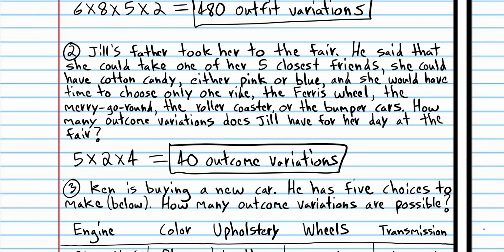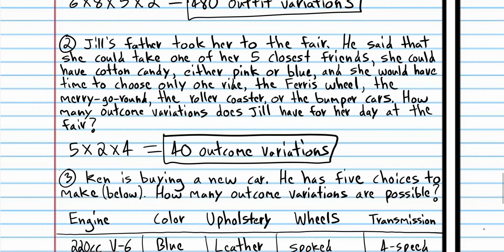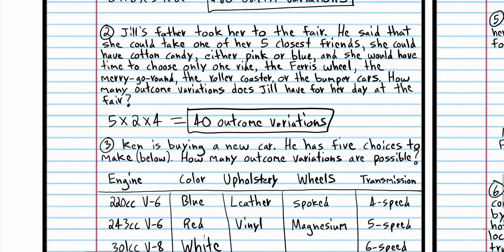So there's 40 different ways that she can spend her day at the fair. And be aware that this phrase, outcome variations, is just one of the types of phrases that you'll see to name the things that we're counting. You might see something like 40 different ways, or 40 variations without the word outcome. There's a lot of different ways we can say that.